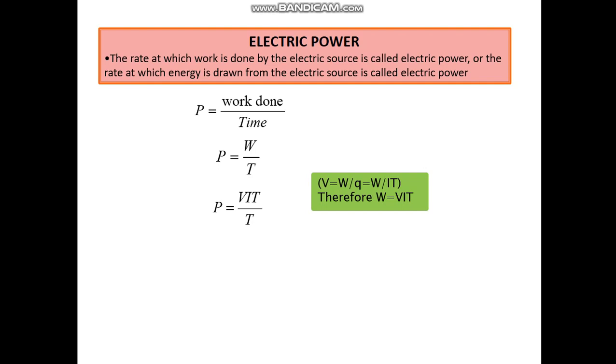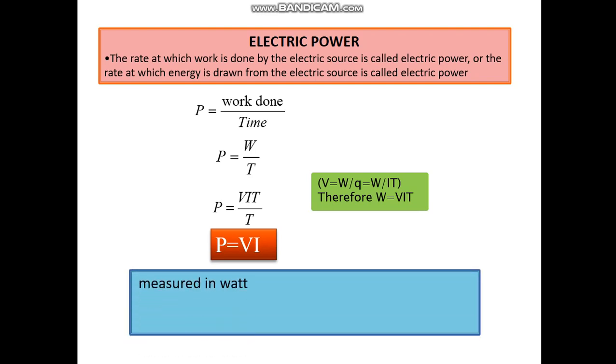So V is equal to W upon Q, and you know Q is IT, since I is equal to the rate of flow of charges, Q by T. So Q is IT, and therefore we can write W is equal to VIT. So we have substituted instead of W, and the T gets cancelled, and what you get is P is equal to V into I. It is potential difference into current.